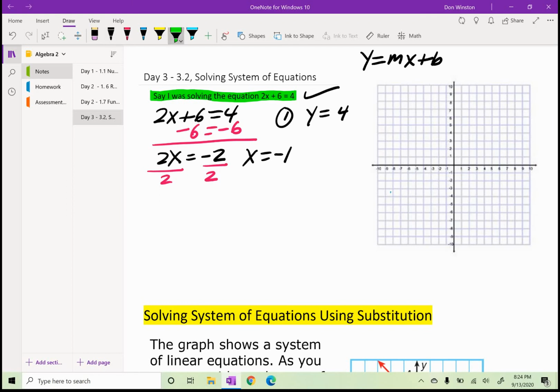So the equation y equals 4 is just a horizontal line at y is equal to 4. So I'll draw that in. And then the other equation is y equals 2x plus 6. So that's my other equation.